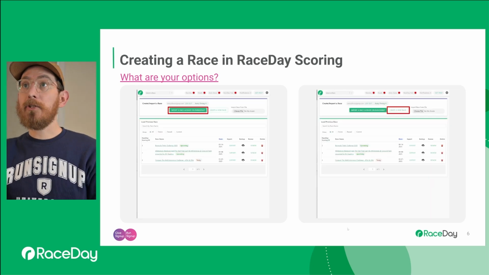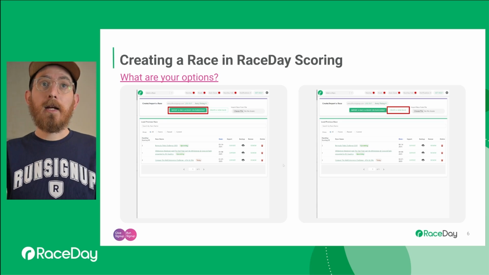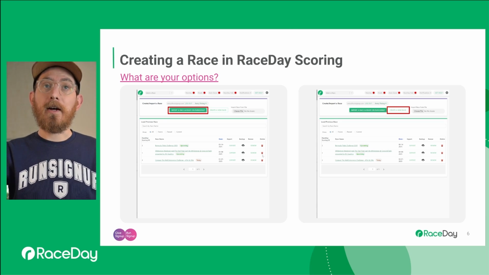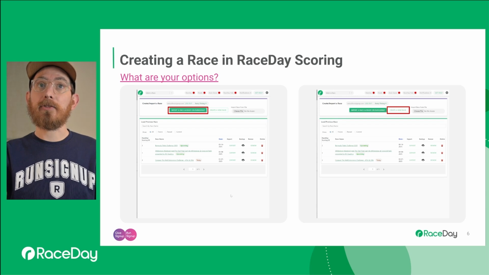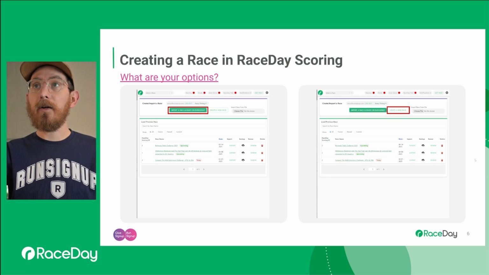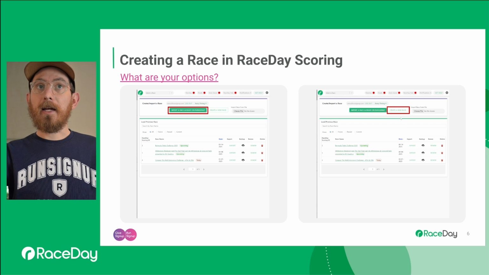Okay, so how would you go about doing this? When you open up the software, you can come into Manage Races, and you can import a race from RunSignup with this green button, or you can create a new race on the right with this other button. So again, import a race from RunSignup if it's already there, and create a new race if it's not already there.